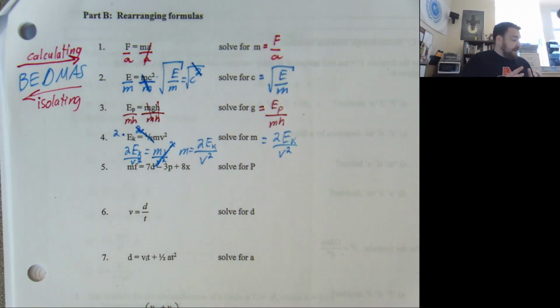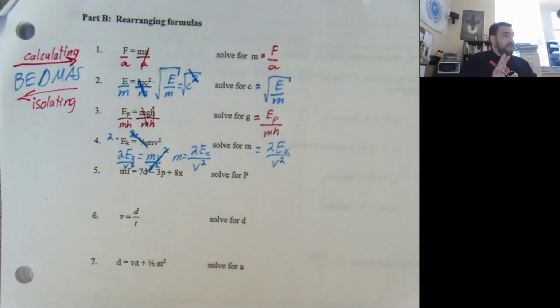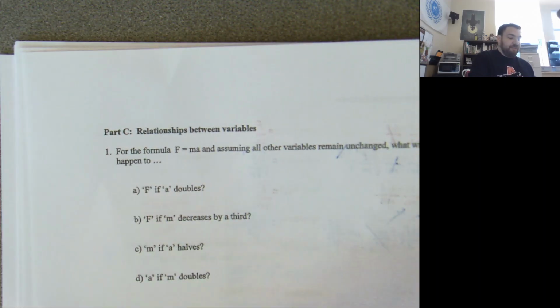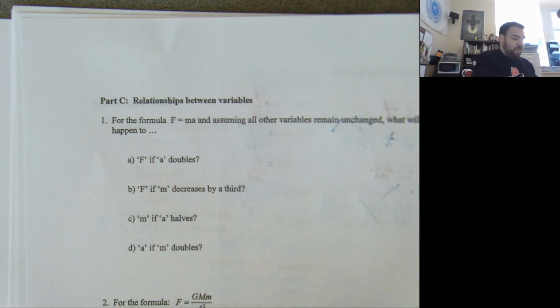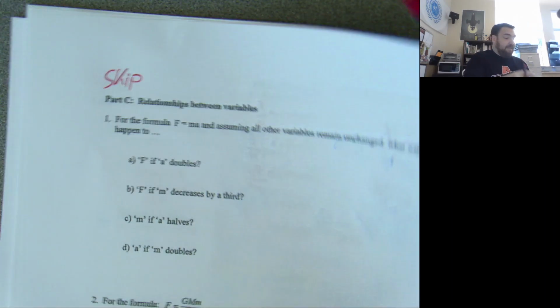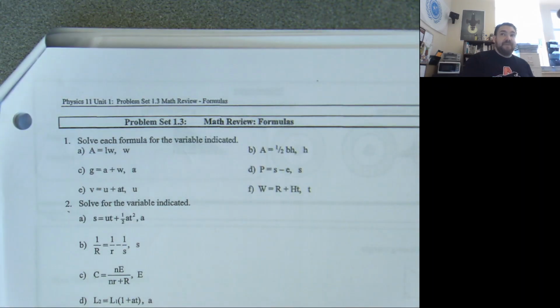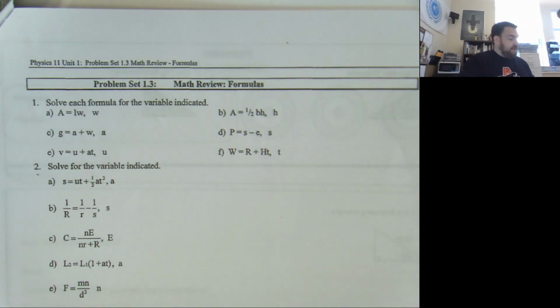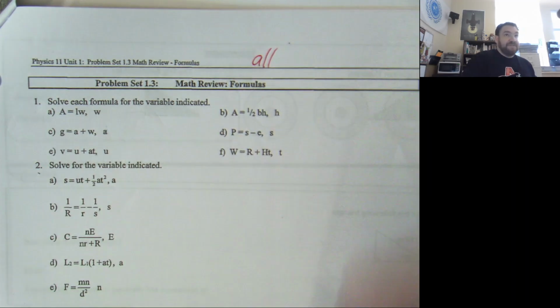So yeah, like I said, I'll do as many or as few of these as you guys think is useful. If at any point you feel like, you know what, no, I can handle this, by all means, we are going to skip this part C, the relationships between variables. We are not doing this. We will skip this. And you are welcome at your leisure, if you're like, yeah, I got a handle on this stuff, feel free to jump over to this Math Review Formulas page. I will be assigning all of it here momentarily for you guys to spend some time playing with it.